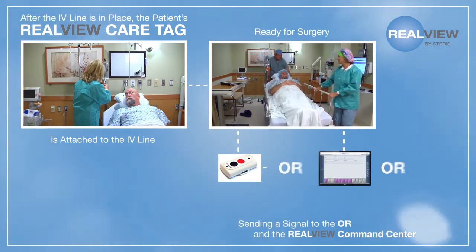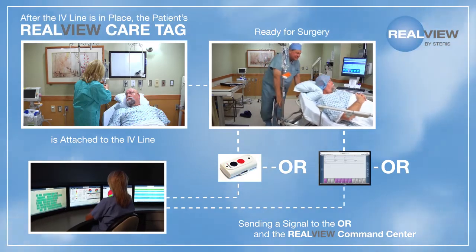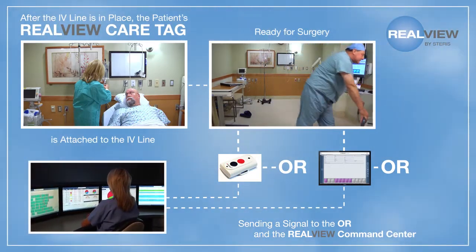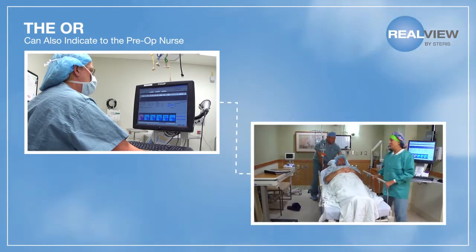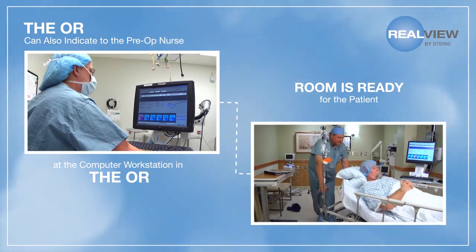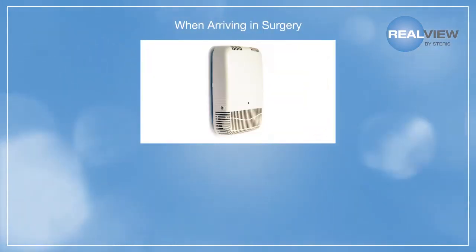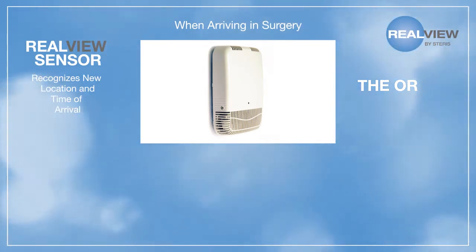sending a signal to the OR and the RealView command center at the OR control desk, indicating that the patient is ready for surgery. The OR can also indicate to the PreOp nurse that the room is ready for the patient at the computer workstation in the OR. When arriving in surgery, the RealView sensor in the OR recognizes the patient's new location and time of arrival.